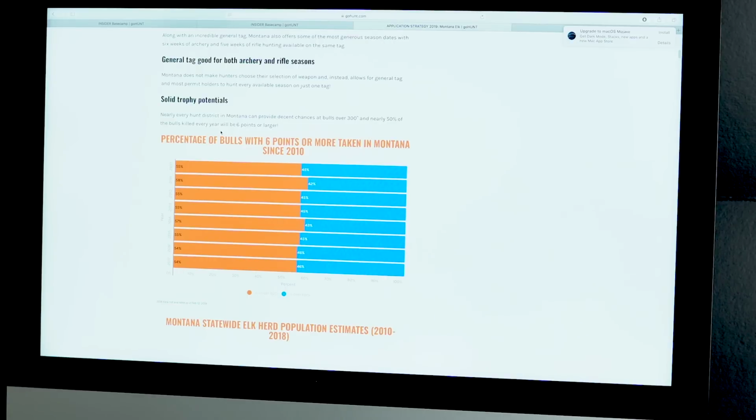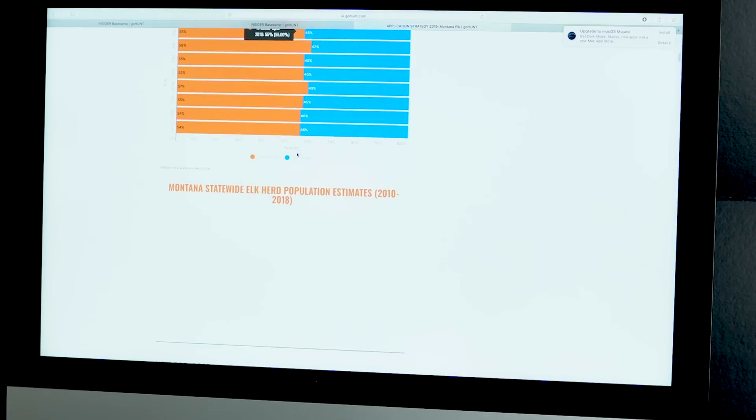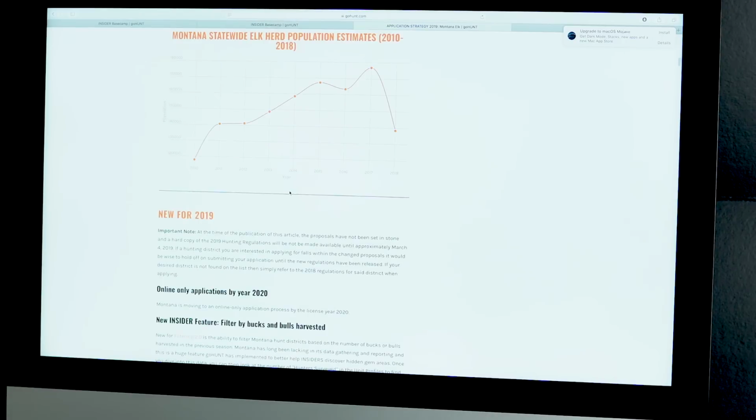So just jumping in and looking at some of the data that GoHUNT's collected for Montana, you'll notice the percentage of 6-point bulls taken in Montana since 2010 hovers between 42 and 46% every year. So if you look at all the bulls killed every year, almost half of them are 6 points or better. So great opportunity for mature elk, huge tracts of public land. You don't need an outfitter to hunt in wilderness areas, just a lot of great things going there.